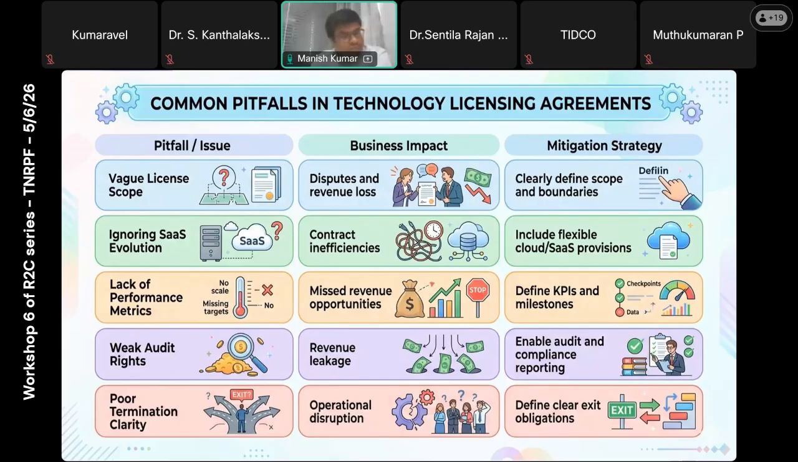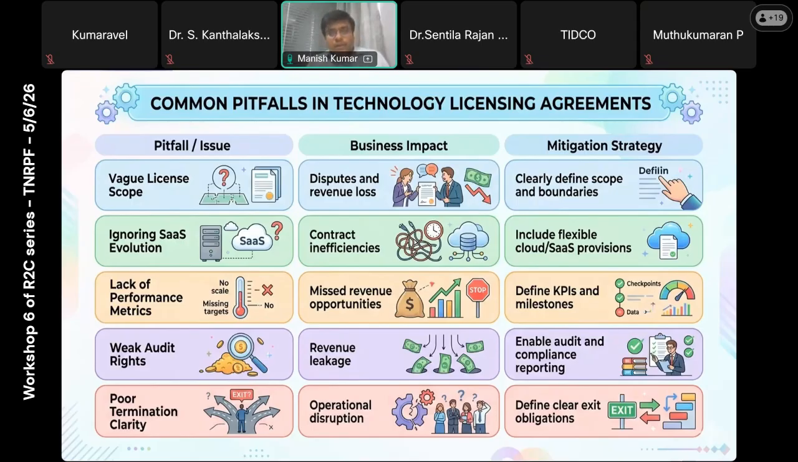Most of the time, we don't have audit rights, because of which revenue leakage happens, and we suffer from that. So you put the auditing and compliance reporting mechanism within your agreement, as a practice of post deal management.